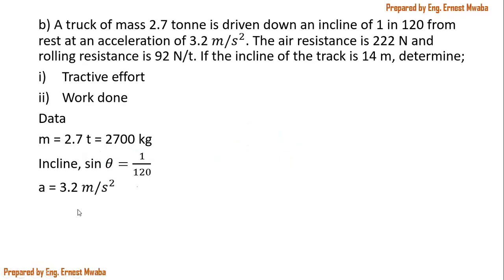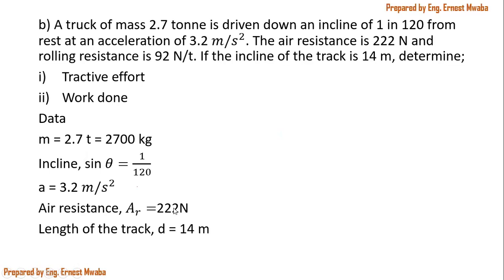Moving on, we also have the acceleration. This vehicle is also accelerating at a rate of 3.2 meters per second squared. Then we have this constant number here. We've been given 222 newtons as the air resistance. The length of the track, we will call it D. It's a displacement. We can also consider it to be S. It's 14 meters.